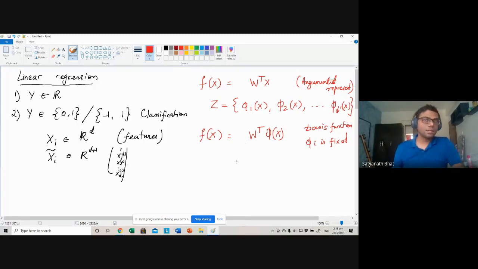Going forward in this class, we will see at least one example where phi can be trained based on the data. We will see two examples where that will happen. One is your feed-forward neural network.